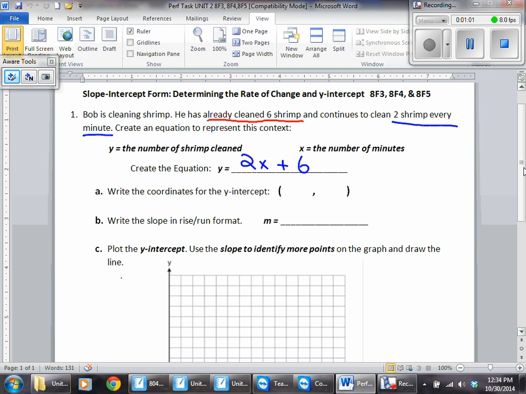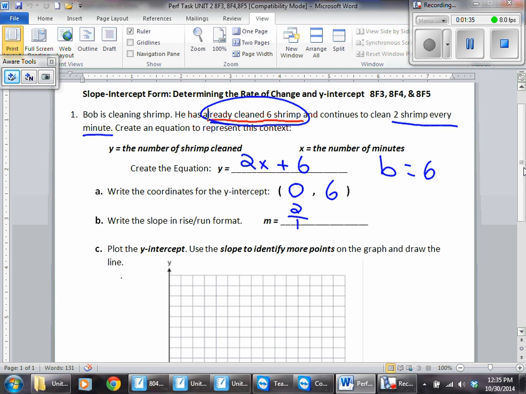So write the coordinates for the y-intercept. Well, in this equation, the y-intercept is our starting value, our initial value. He already cleaned 6 shrimp, so 6 is going to be our y-intercept. So b equals 6. You need to write that as a coordinate. Remember, the y-intercept is always on the y-axis, and on the y-axis, the x-coordinate is 0. So 0, 6. Write the slope in rise over run form. Well, we know that the slope is 2 shrimp every minute, so that would be 2 over 1, if they wanted it in rise over run.